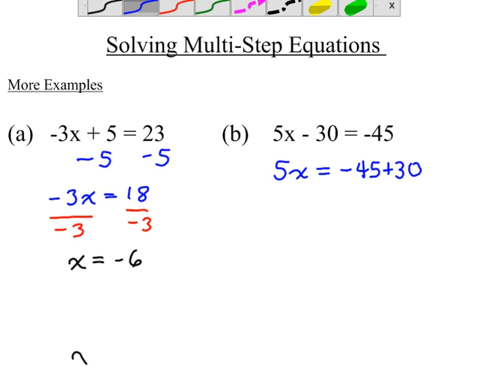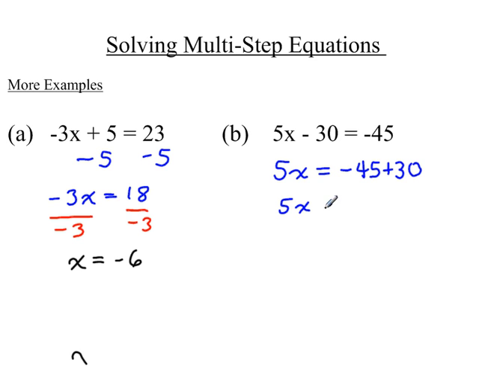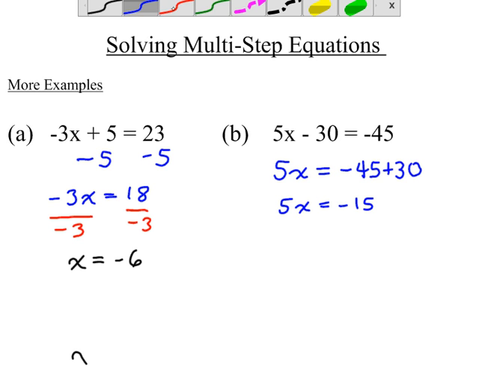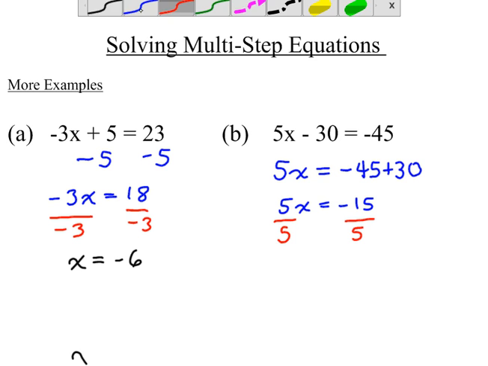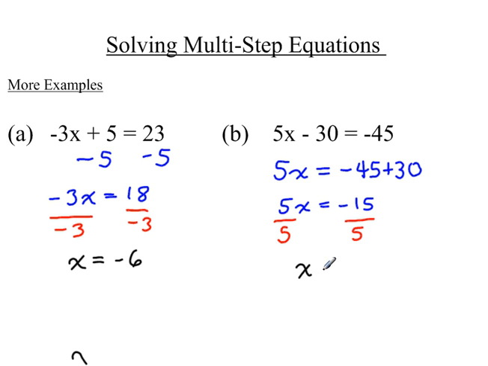And now my next step, I'm just going to simplify. So -45 plus 30 is -15. And again, now to get x by itself, I'm going to divide by whatever's with the x. In this case, it happens to be 5. And my final answer will be x equals -3. So you can kind of compare both of those. I'm doing the exact same thing, but instead of showing the add 30, I know that that's just going to equal 0. So essentially I've just canceled out that, and I've shown it just a slightly different way.